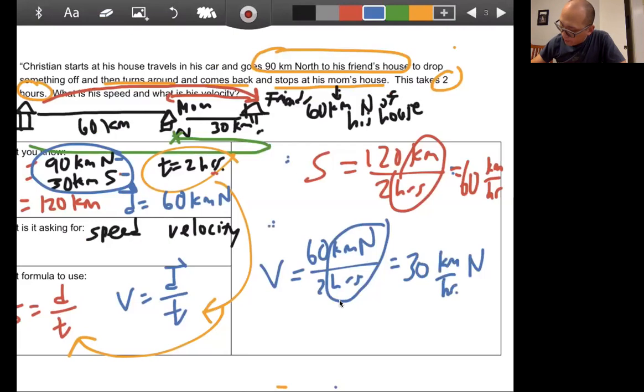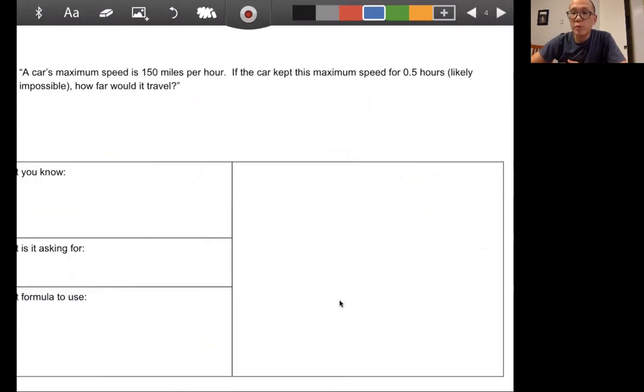Okay, next thing. Not only do you have to be able to use the formula for speed and velocity, you also are going to have to be able to use the speed and velocity formula to calculate something else, okay? There are going to be situations where you know the speed of something and you're trying to use that rate to find another quantity. Let's look at this problem. It says the car's maximum speed is 150 miles per hour. So you already know the speed.